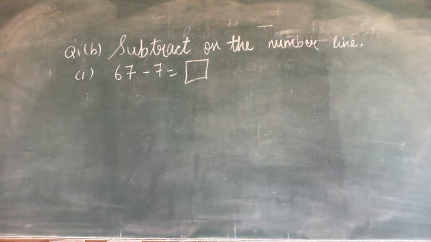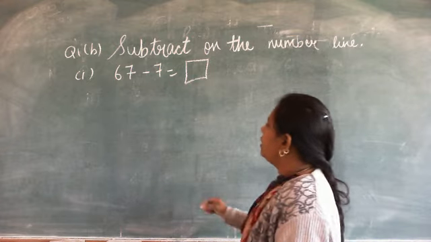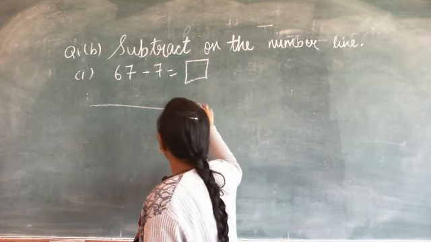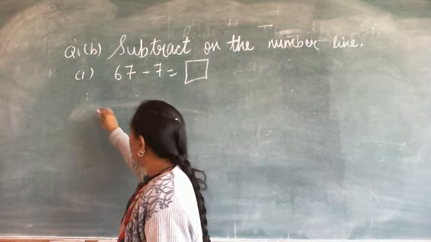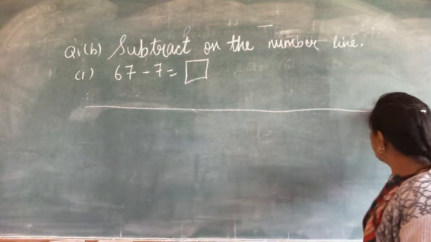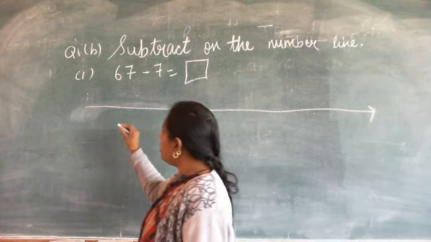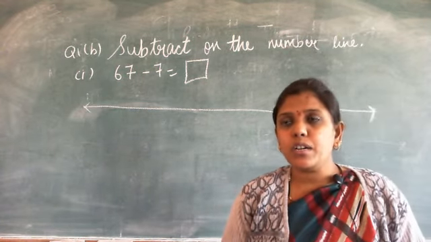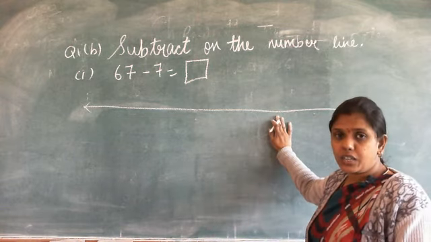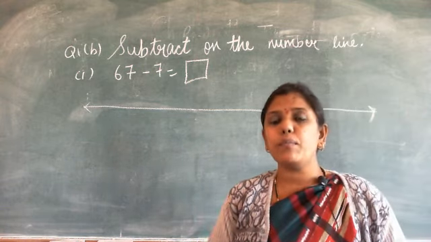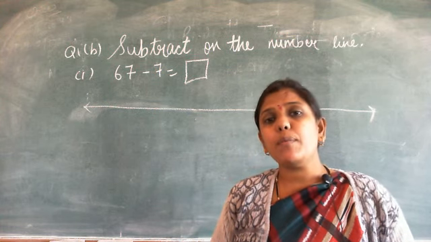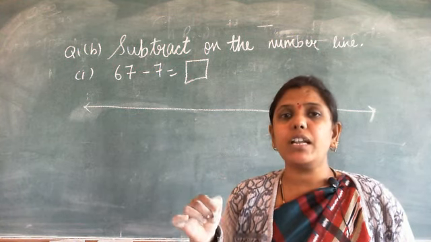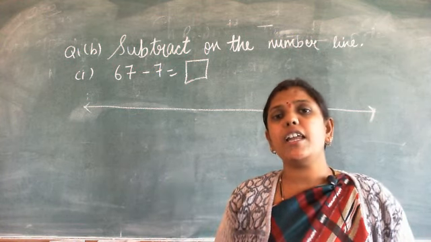So for this also, first we draw the number line. But in subtraction, we move in the backward direction on a number line. So while writing the numbers on the number line when we are doing subtraction, we also have to write them in backward direction. Why? Because in subtraction we move in the backward direction, the opposite direction.